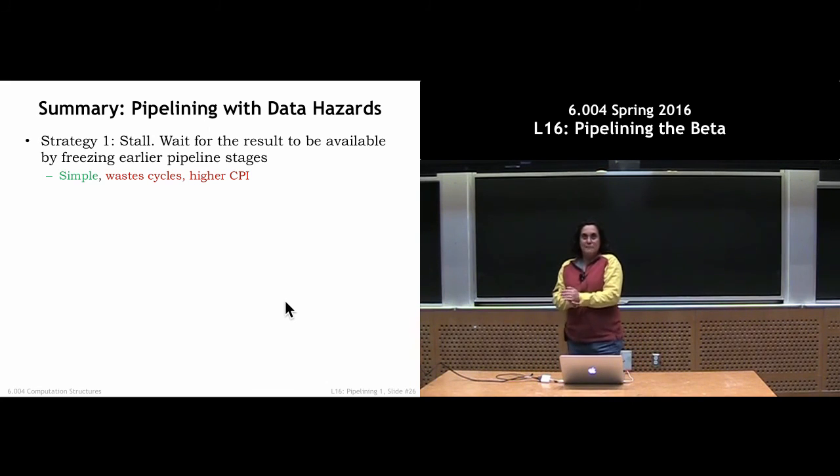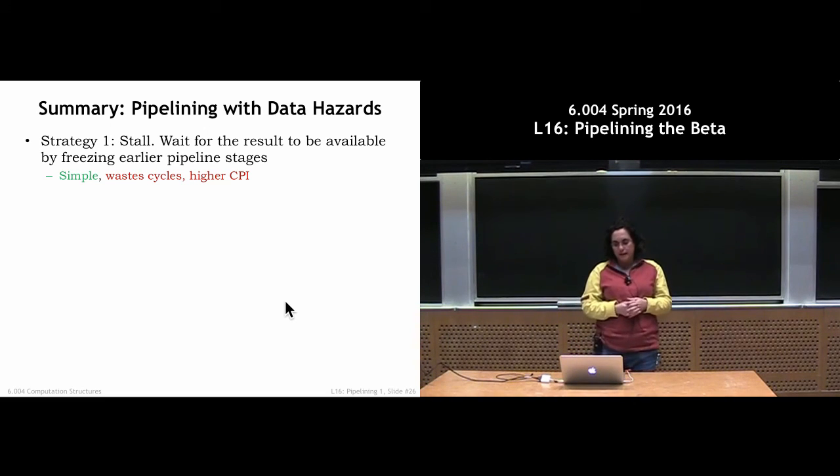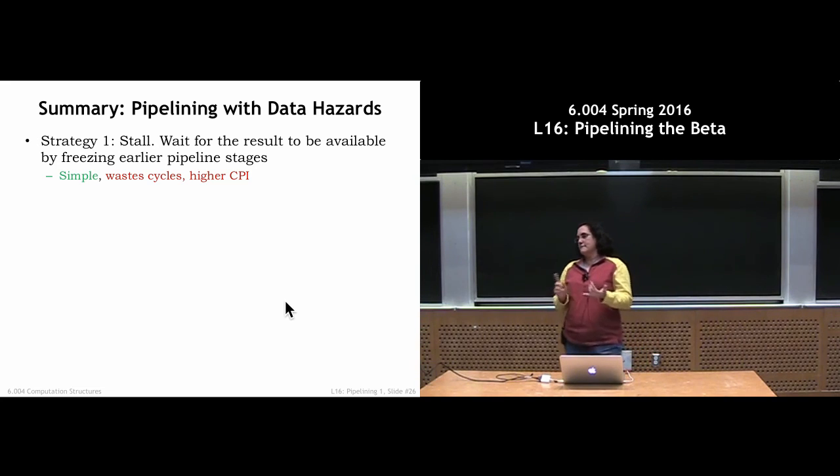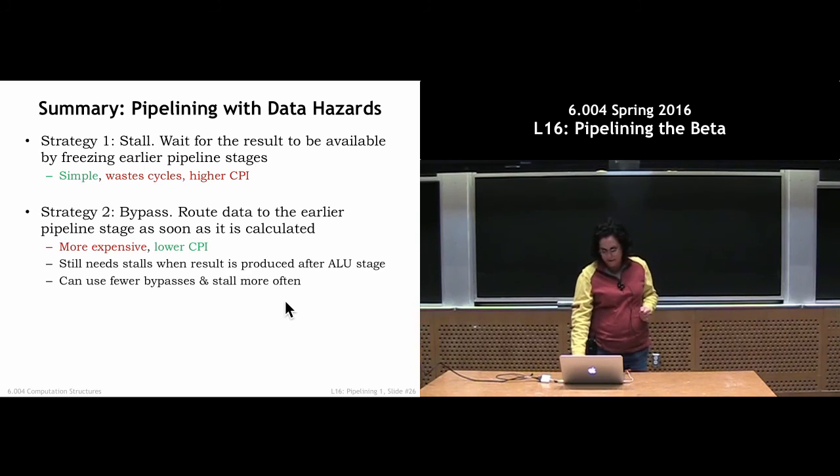Okay, so let's summarize what we have so far. Strategy 1 was stalls. Basically, it just says, stall the pipeline, don't let anything go through until you create the data that you need, and only then let things progress. And we saw that it was great from a simplistic perspective. It was very easy to build, but it wasted lots of cycles and so made our CPI higher.